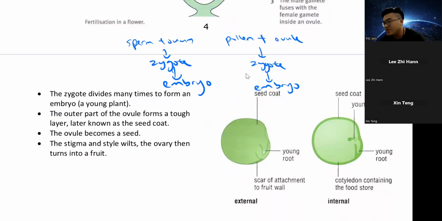Guys, have you touched seeds before? Have you touched red bean before? Have you touched green bean before? Usually they are very hard because that seed coat is hard to protect the seed. There the ovule becomes the seed. The stigma then style wilts, the ovary then becomes a fruit.